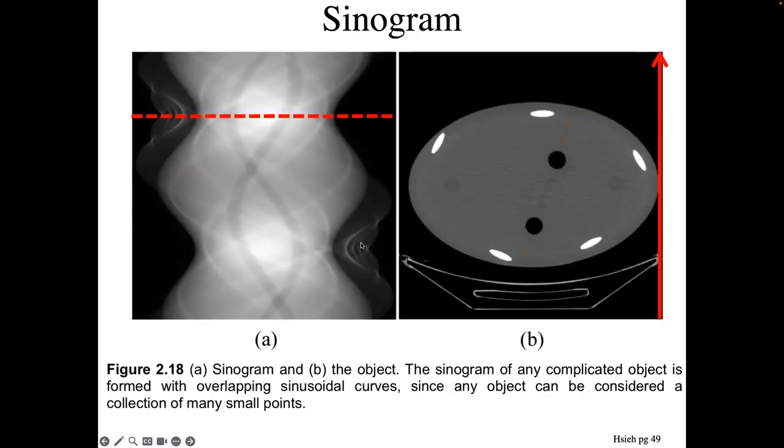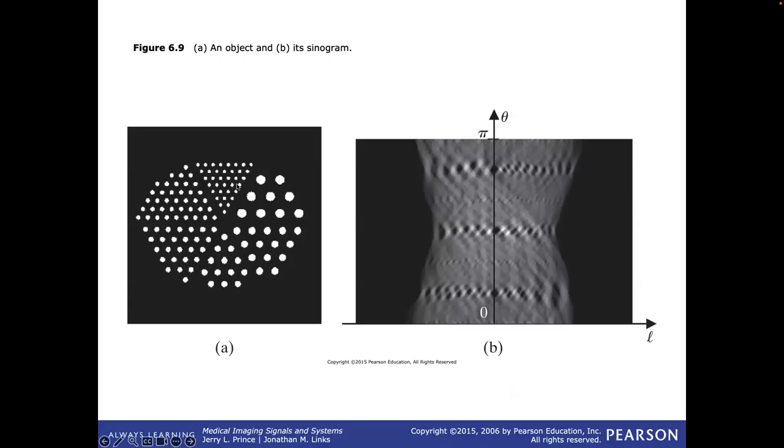Sinograms. This is a really simple one because we have very discrete objects and a very uniform background. Here we have a whole set. They're discrete again, but there are many more of them. Depending on the angle, you will get a more complex interference between all of these absorbers. And so the sinogram for this object looks like this.